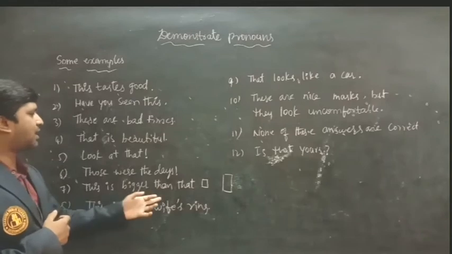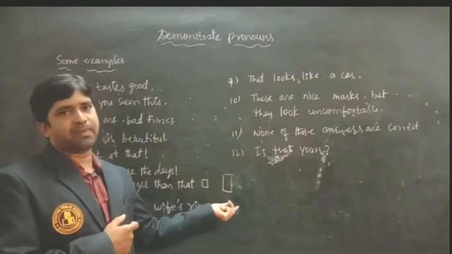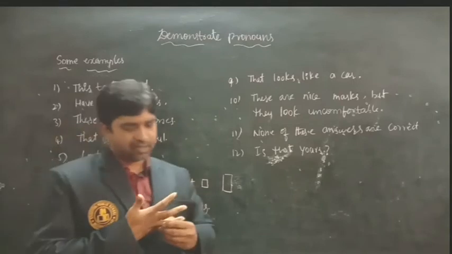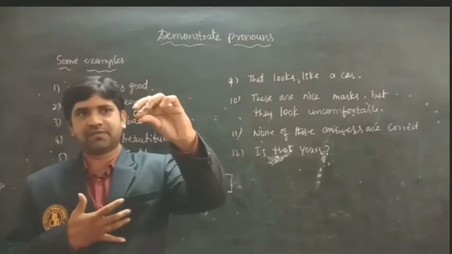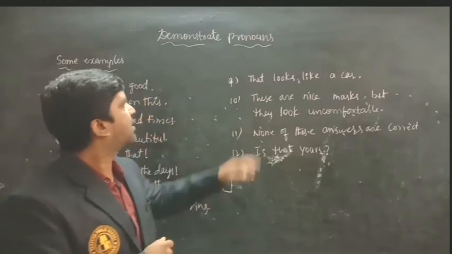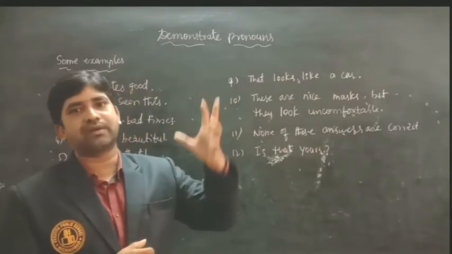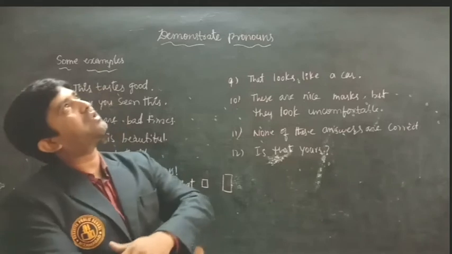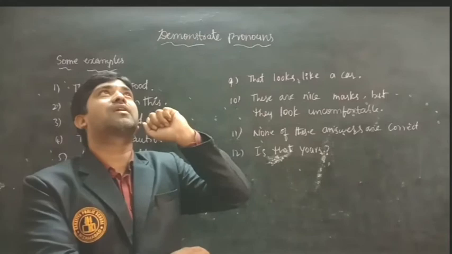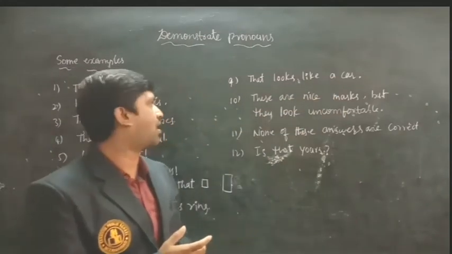This is bigger than that. Here the two images are there. One is smaller and one is bigger than the other. This is my wife's ring. Here a ring is gifted by my wife. This is my wife's ring. That looks like a car. When you see the clouds in the rainy season, we are seeing that, yeah, this shape is looking like a car, this is looking like a boat. In this way we are seeing, this looks like a car.